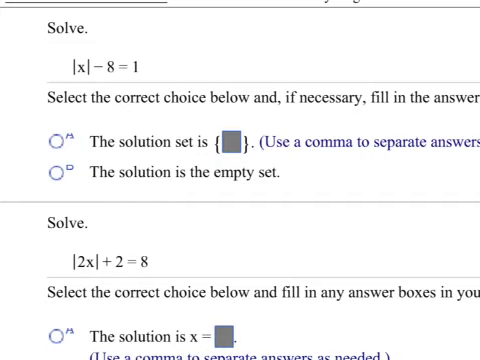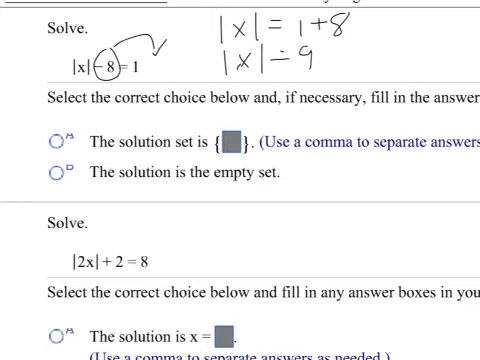So we're going to move our 8, since it's not in the absolute value, to the other side. So I'll have the absolute value of x is equal to 1 plus 8. So the absolute value of x is equal to 9. Remember, what's in the absolute value could be positive or negative 9. So x could be positive 9, or x could be negative 9. So the solution here is 9 or negative 9.